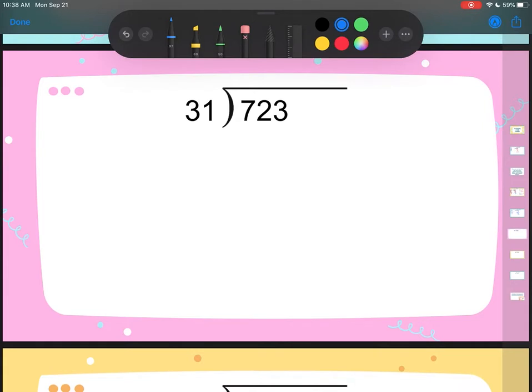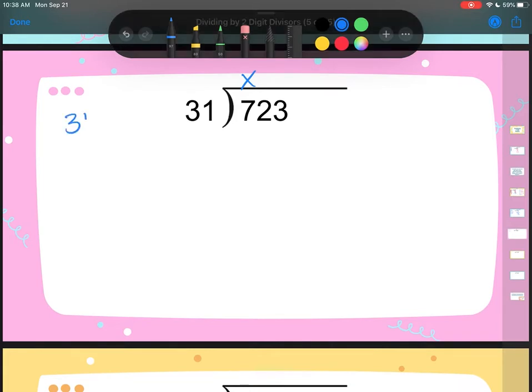I've got 723 divided by 31. Let's try using estimation this time. So 31 is very close to 30. So I'm going to skip count by 30, which is going to be kind of similar to skip counting by 3. So 31 couldn't go into 7, but it can go into 72. Well, I'm skip counting by 30. It's going to be 30, 60, 90. 90 is too big, so I'm going to try 60.